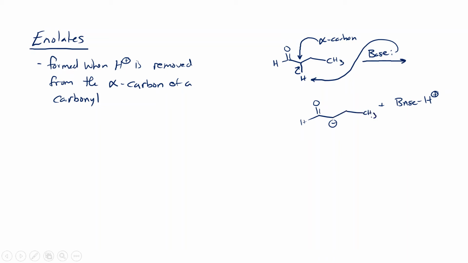Now if you think about this, you would say, well, negative charge on carbon isn't a terribly favorable thing. Carbon is not very electronegative. So why would this reaction occur? And the answer is always going to be resonance. We have a resonance stabilized anion here, and so this is our enolate. This is our enolate right here.